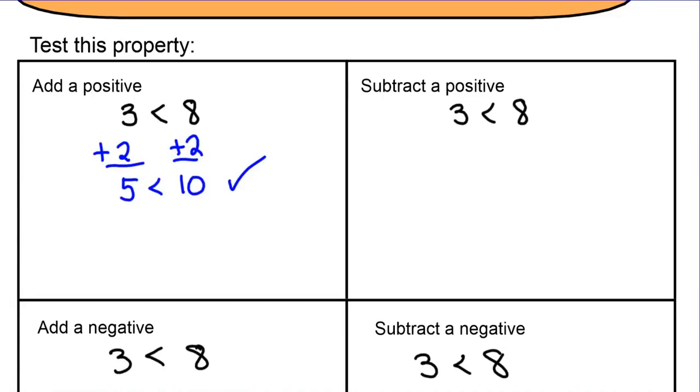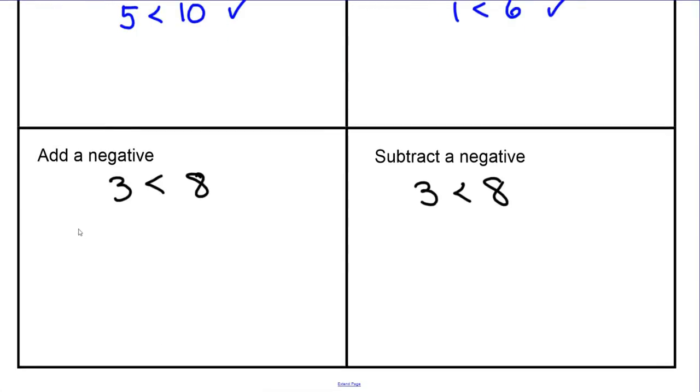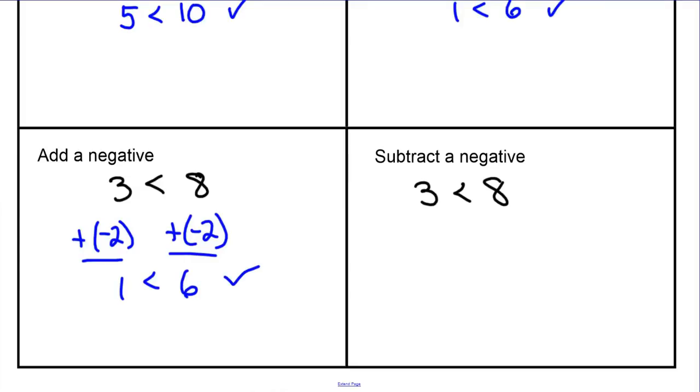What if I subtract a positive number from both sides? What if I subtract a positive 2 from both sides? I get 1 is less than 6. Is that still true? Yes, that is still true. So we can add positives, we can subtract positives. What if I add a negative number to both sides? I'm going to add negative 2 to both sides, and I get 1 is less than 6. And that is true. So I can add a negative or I could subtract a negative.